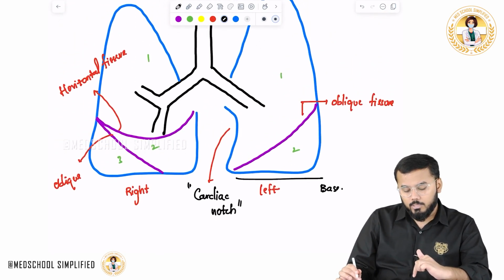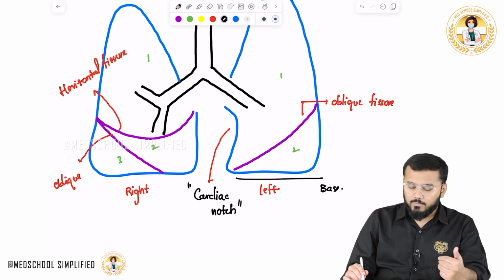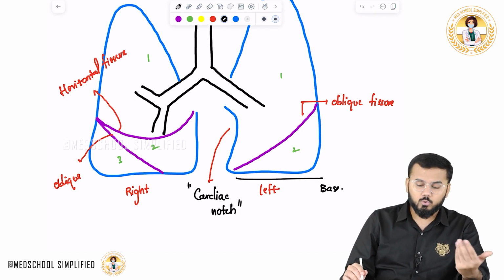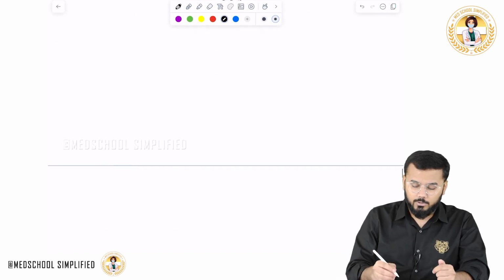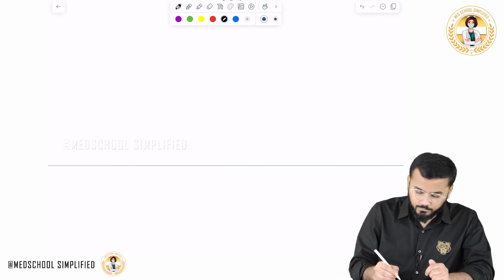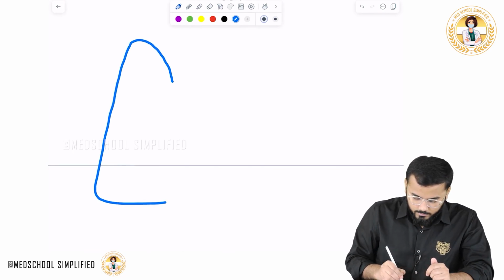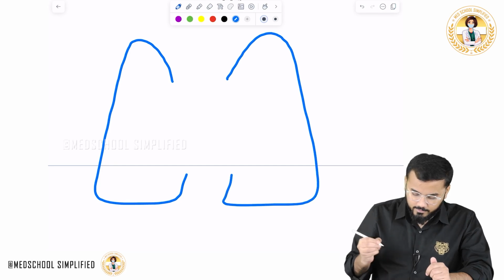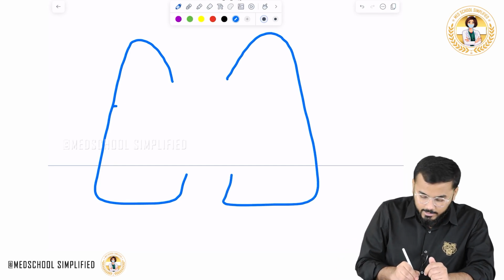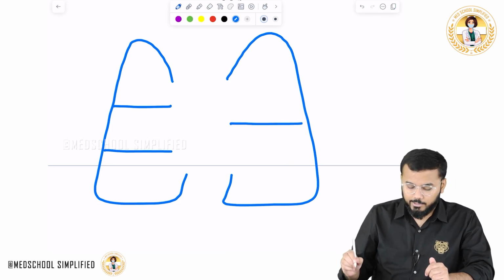So if I am telling you that the right lung has 3 lobes, then each lobe has to be supplied by air. Yes or no? If the left lung has 2 lobes, then these 2 lobes also have to be supplied by air. So how are they supplied? We shall look into that. For example, first of all, let us draw the lung. This is the right lung, and this is the left lung. The right lung has a superior lobe and a middle lobe, as I told you. The left lung has only 2 lobes.